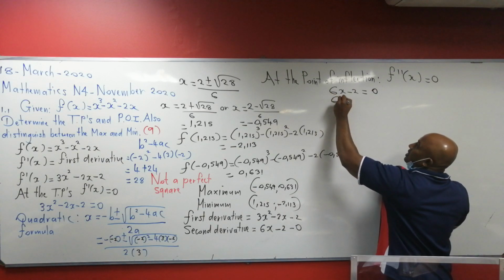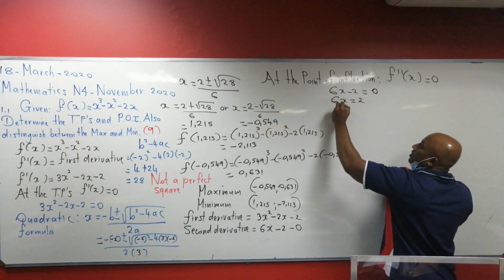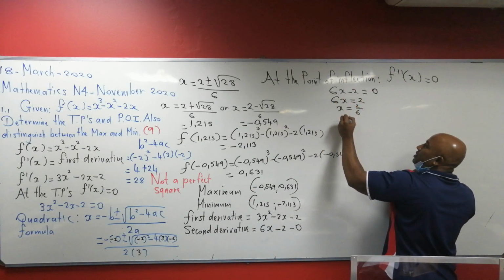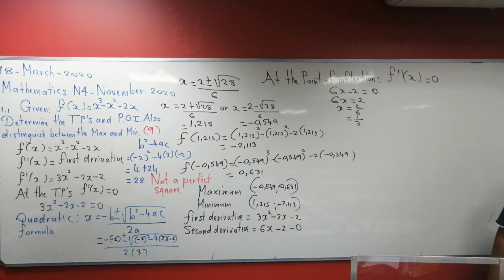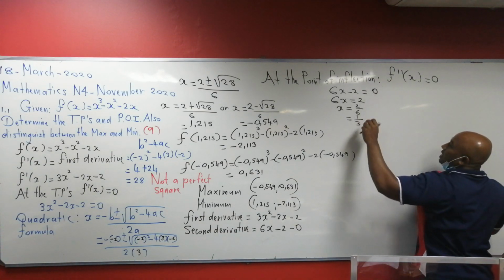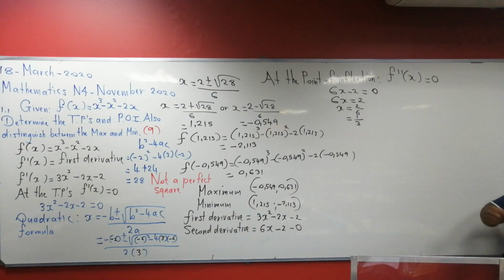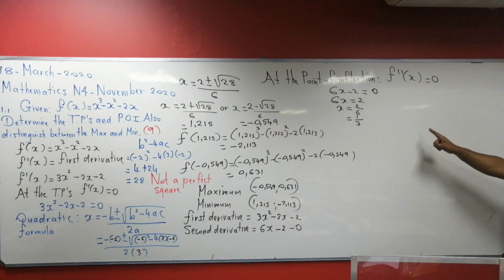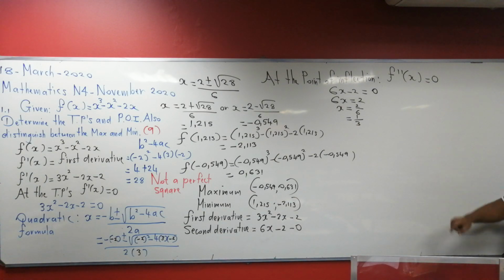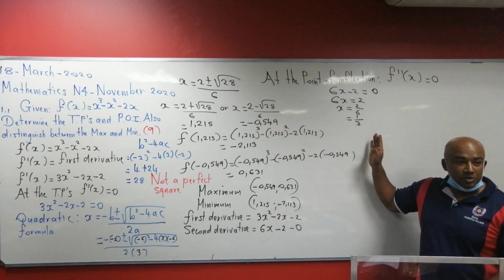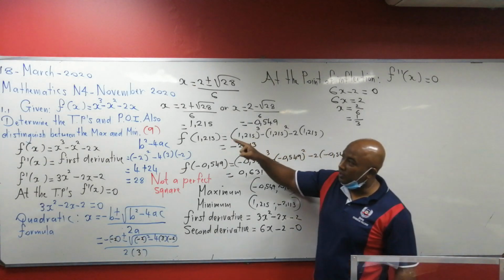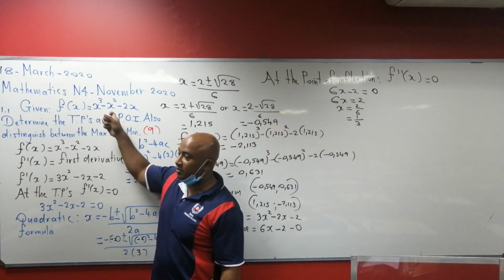So here, 6x is equal to 2, so x is equal to 2 over 6, which is the same as 1 over 3. So now we need to find the corresponding y value for this x value of 1 over 3. To find a corresponding y value, you will always substitute the x value into the original equation, which is this one.